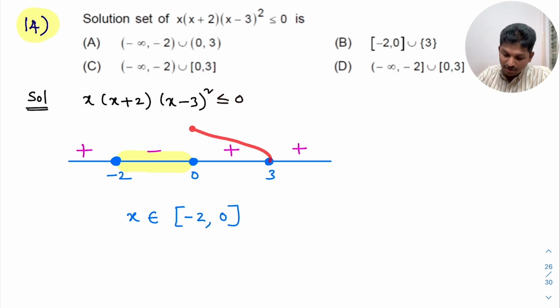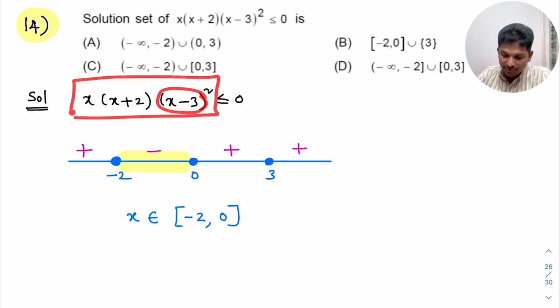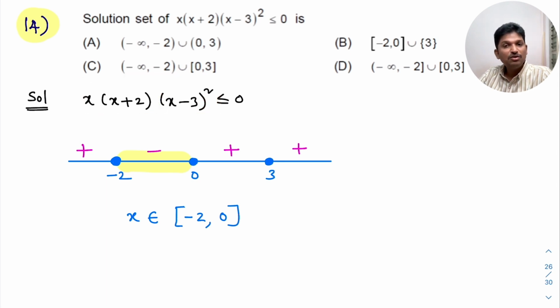See here you put x equal to 3 in this. Put x equal to 3. When I put x equal to 3 here, this term will become 0. So this total term will become 0. Right? So x equal to 3 is also solution to this. So what I can write? Union 3. Right? Now, this is the solution. You observe which option is the right option here. See this second option. Closed interval minus 2 to 0, union 3. I hope you understand this, right?